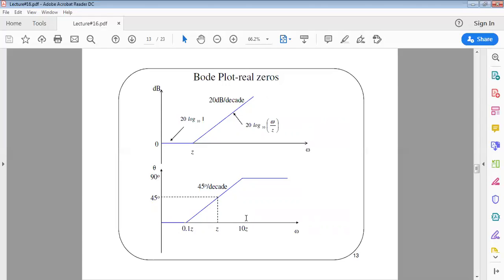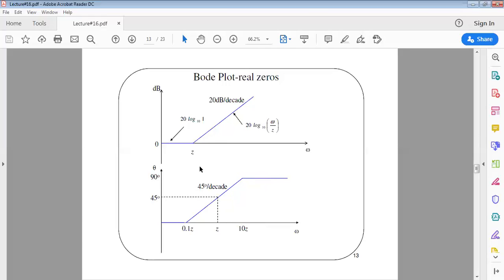And for higher frequency, which is 1 decade higher, at 10Z, the phase is positive 90 degrees. And knowing that at the zero value Z, the angle is positive 45 degrees, there should be a slope of 45 degrees per decade between 0.1Z and 10Z. Okay, so this is the plot or sketch for the real zeros condition.